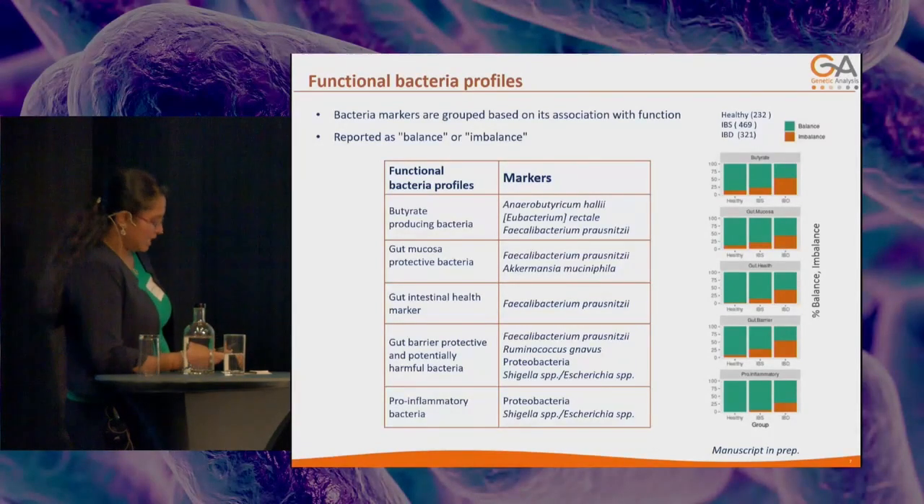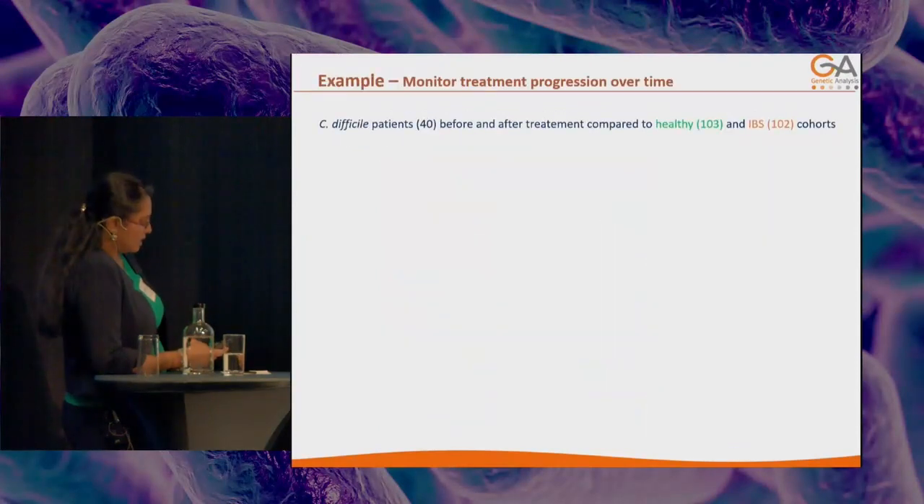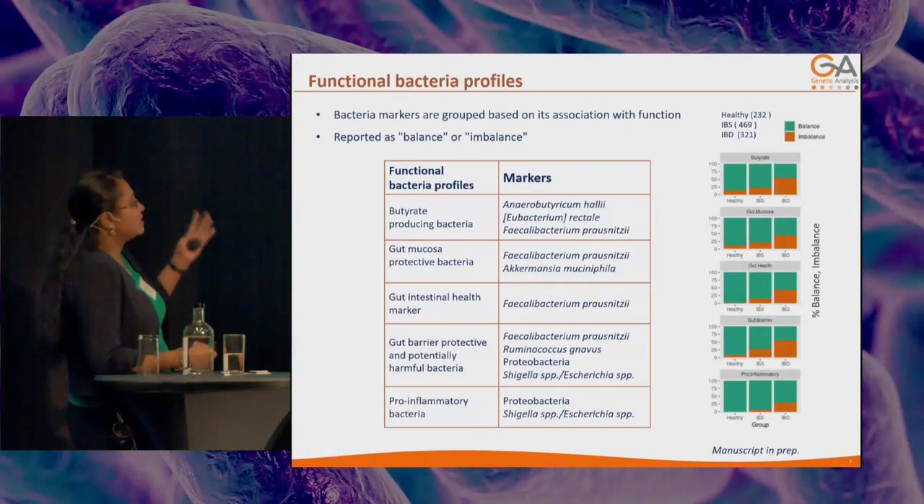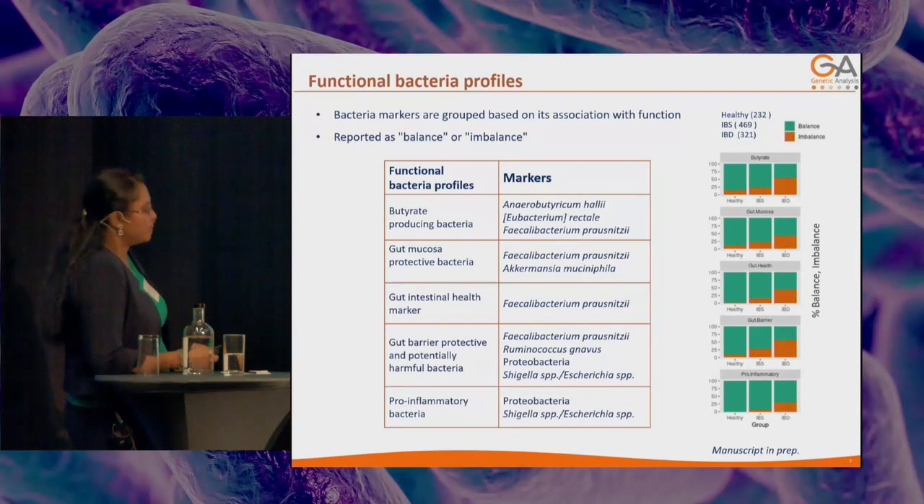So here in this example, I've used the same cohorts as I used before. On the x-axis are the groups, and on the y-axis is the percentage of balance and imbalance. Here we can see the healthy samples have a much lower imbalance profile. The imbalance is shown in dark orange. The IBS samples have a slightly higher imbalance in the gut, and IBD samples have even more imbalance in the gut. So this is a very quick way for clinicians to get a peek into the gut functions of the patients.